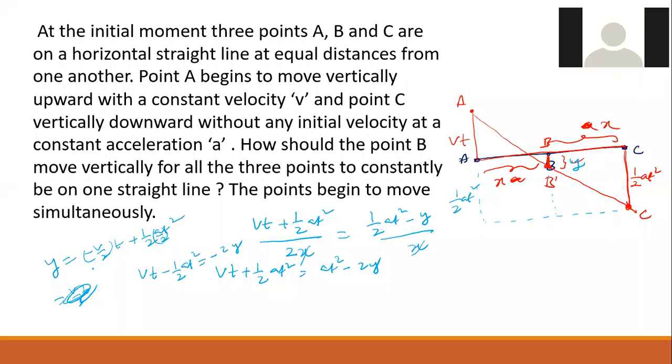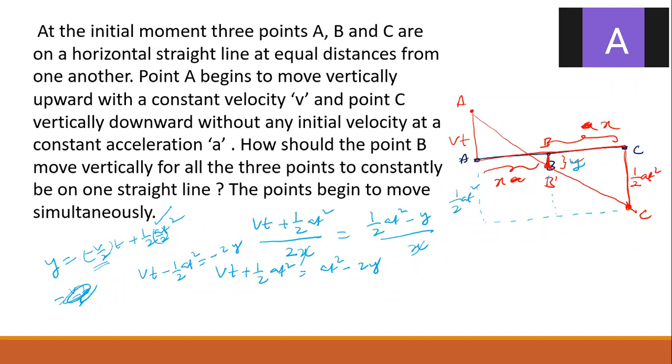So what will you say now? This is the initial velocity. This is the acceleration. So what will I say now, children? It should go up with an acceleration of a by 2, because I took y below, right? Minus v by 2 means what?